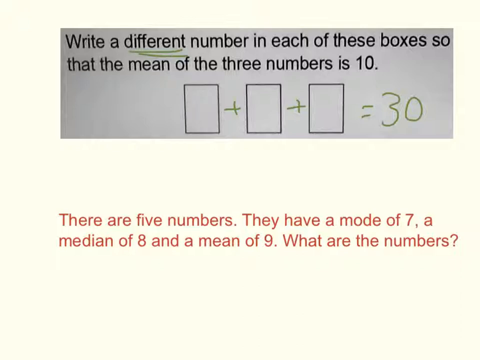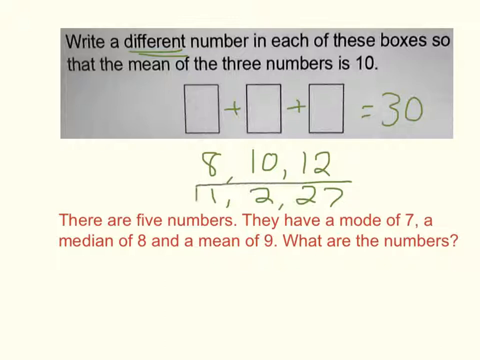So for example, I might have a 10 in the middle, an 8 and a 12. I could of course go for a 1, a 2 and a 27. Because they'll have an average of 10, because when I add those three numbers up, it'll make 30, divide by 3, and that'll give me my average of 10.